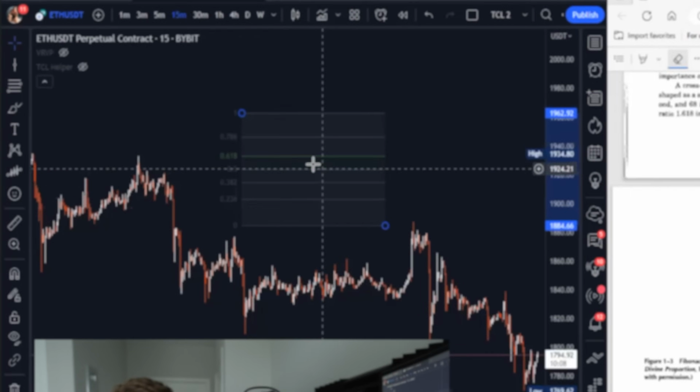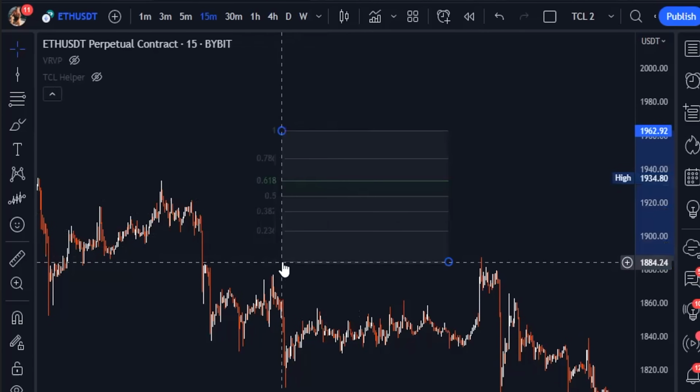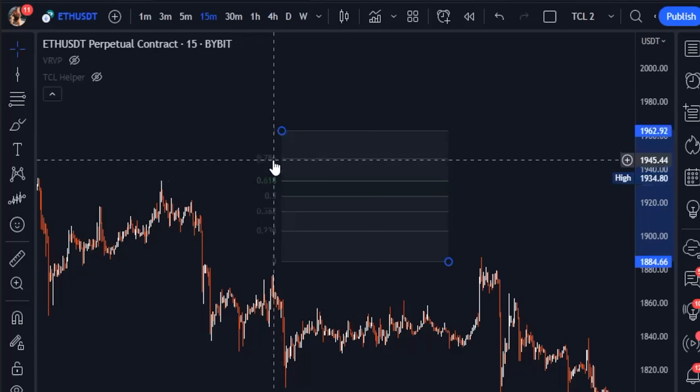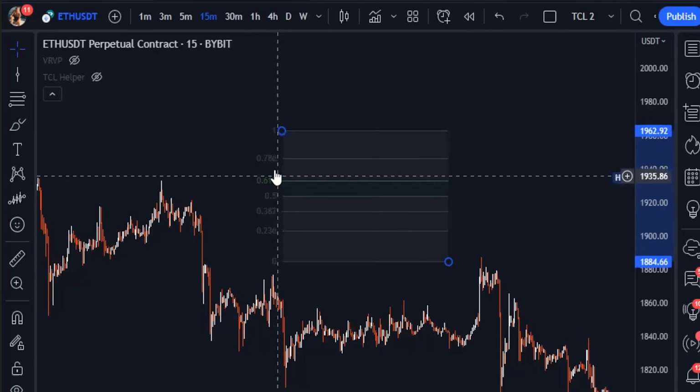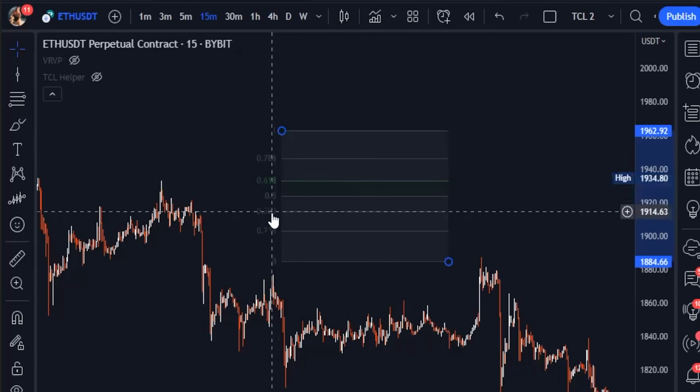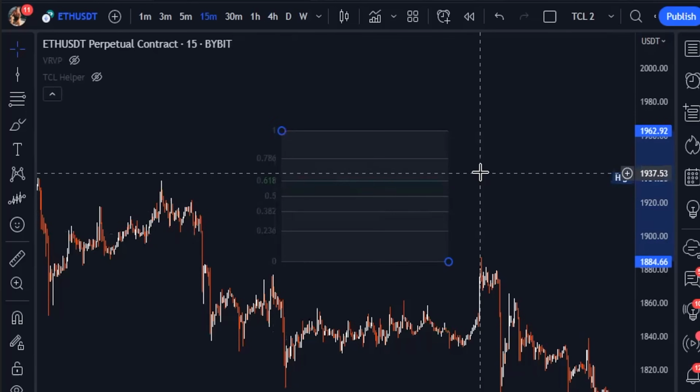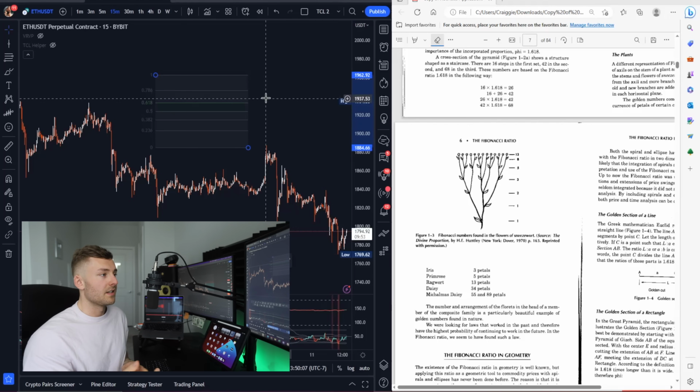So this is what your Fibonacci tool is going to look like, and you're going to see that you have a 0 level, a 1 level, and then you have 78.6, 61.8, which is the most important number to know in the Fibonacci sequence. You have 50, 38.2, and 23.6. Now, what do these numbers represent? Why is it important? Why is it on the chart? What are we even looking at?